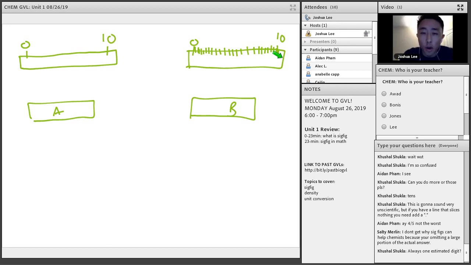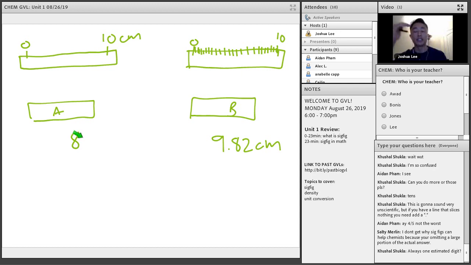Person B could say, I know that it's at least, let's say these are centimeters, 9.82 centimeters. Whereas this person only has that 0 to 10. So they're like, it's kind of past the 5, 6. They have to estimate it's less than 10, more than 5. I'm going to say it's roughly 8 centimeters. Because remember, they can't estimate all the way down to the point something something.